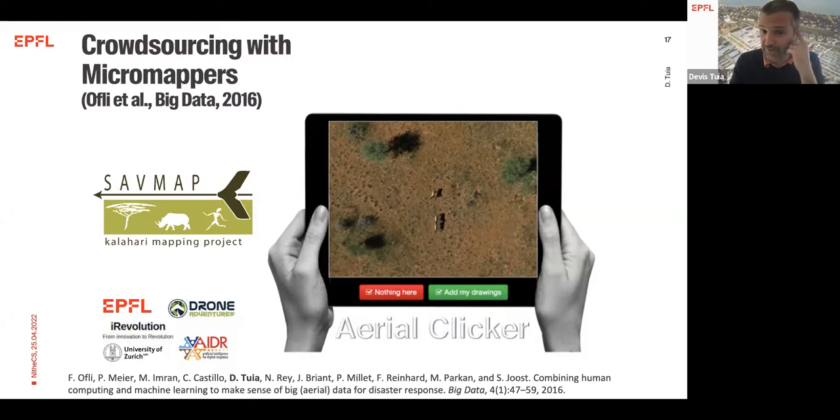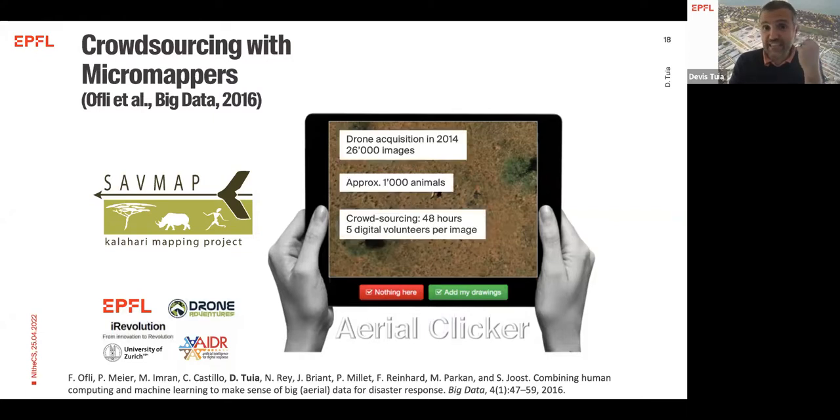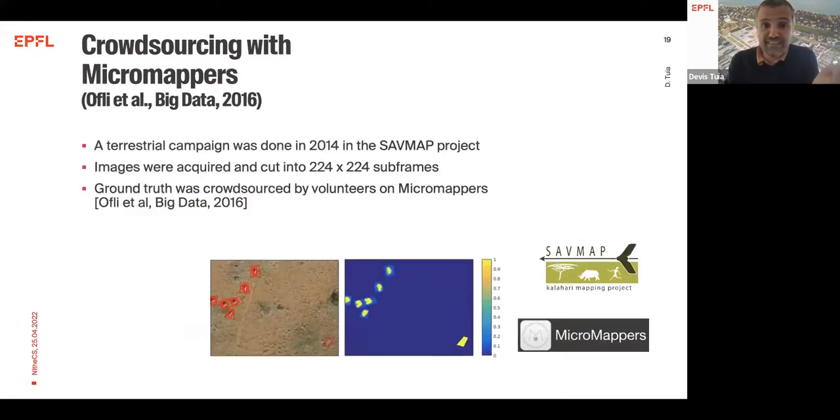So we had around 300 volunteers who basically in 2 days managed to go through the 26,000 images we acquired in 2014 and spot the 1,000 animals that were running around in the National Reserve. And not only did we have one annotation per image, but at least 5 persons watched the same image, which helped us to have not only a label of knowing if there is an animal or not, but also at the same time an estimate of confidence.